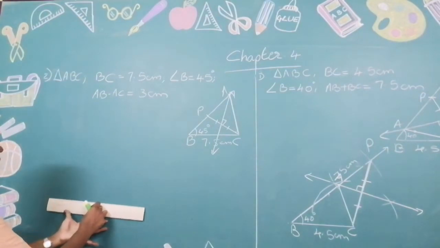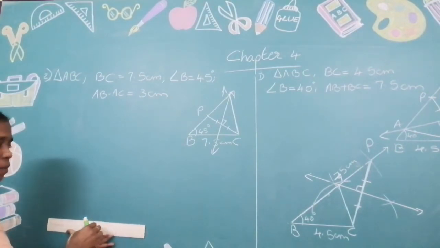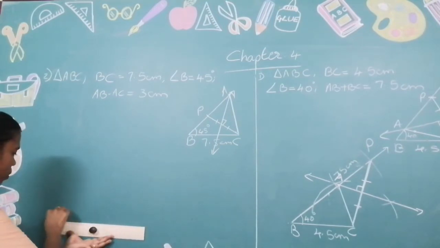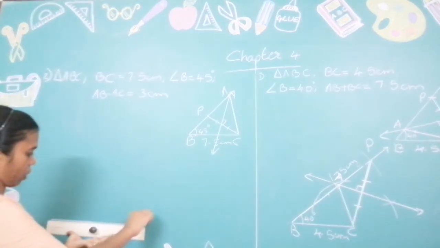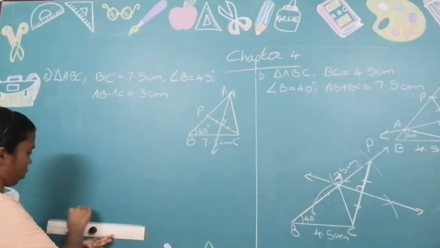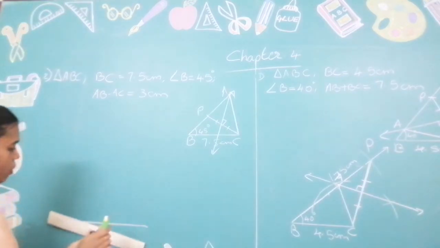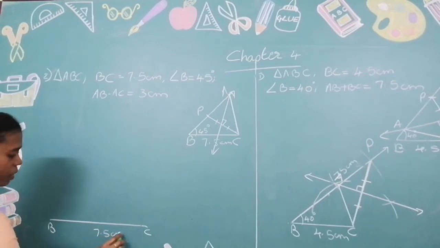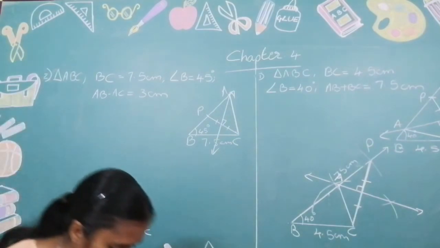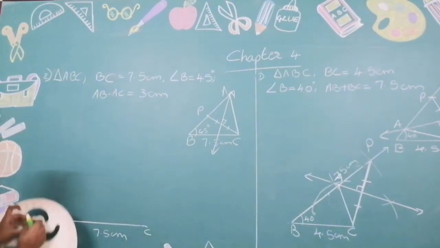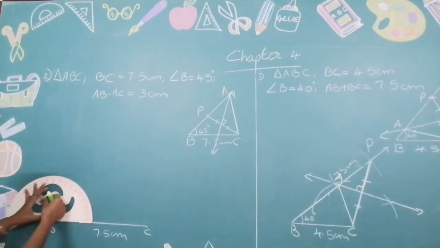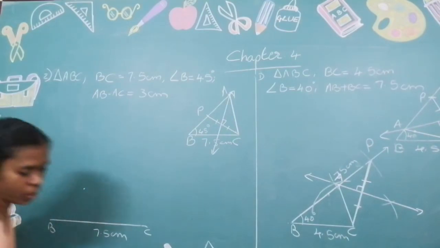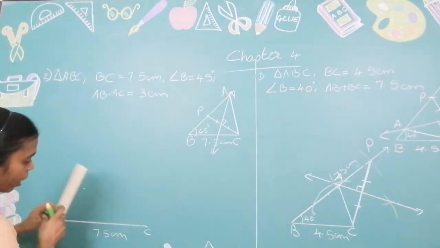Okay, so we are going for it. First we will draw the base. Base is 7.5. Okay, that is BC, 7.5 centimeter. Next step, take the angle measure. How much is the angle? 45 degrees. Please remember, when you are marking the angle also, they are acute angles.